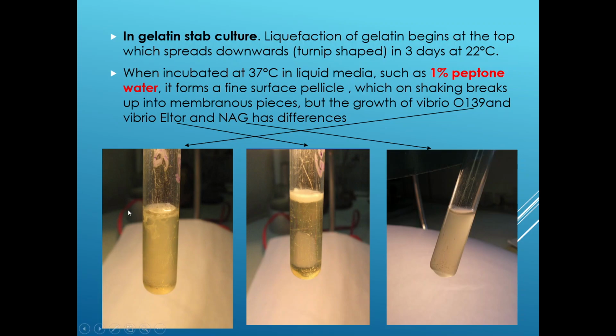You can see on these pictures the growth of Vibrio cholerae serogroup O139, the growth of Vibrio El Tor in a test tube with 1% peptone water, and the growth of non-agglutinable Vibrio cholerae.